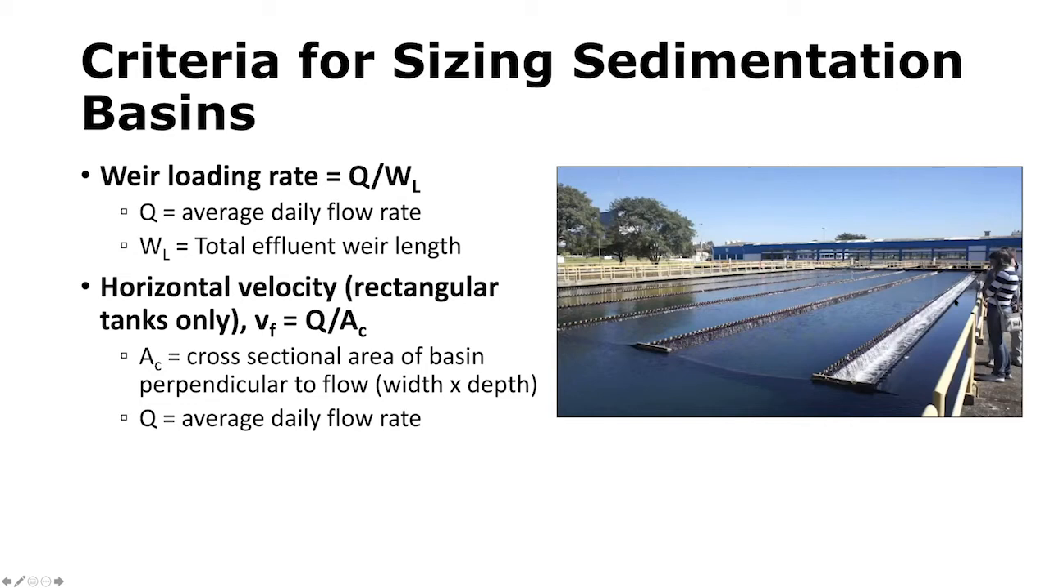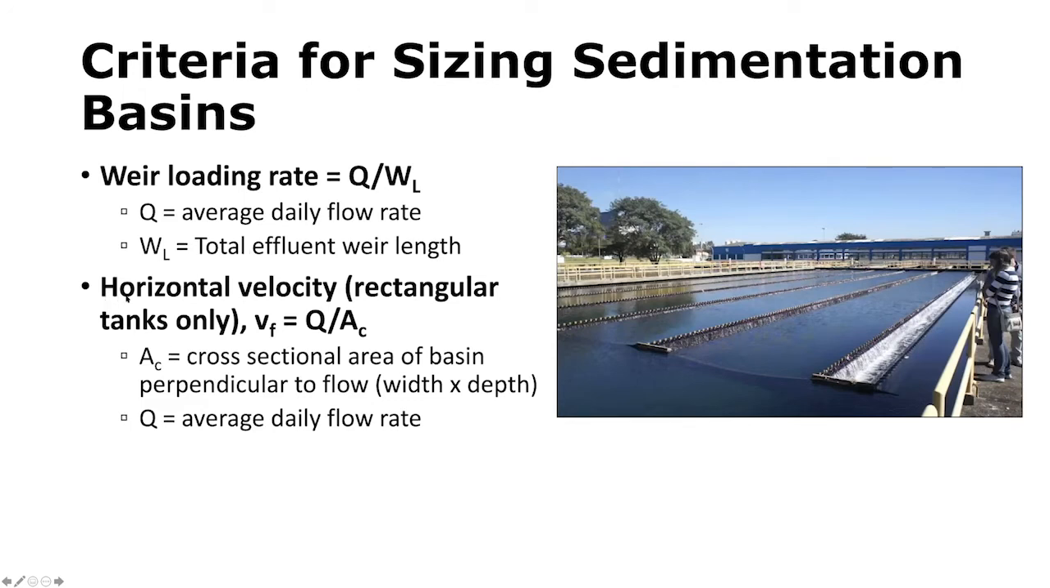So the purpose here is to extend that length as much as necessary in order to maintain a flow velocity over the weir that's not too fast, because again, we want to keep that flow velocity low so that we don't get the resuspension of particles or material that can be settled. So the weir loading rate, which is calculated as Q, the flow rate, divided by the total length of this weir at the effluent, that's another criteria used for sizing sedimentation basins.